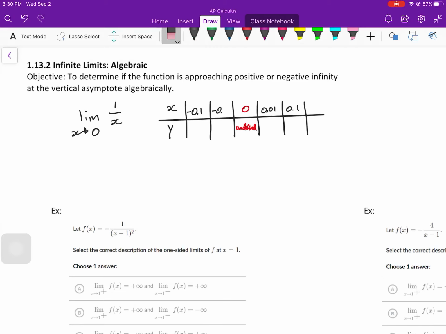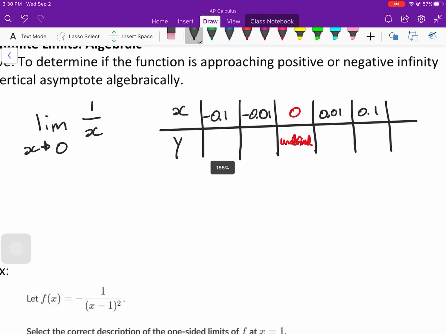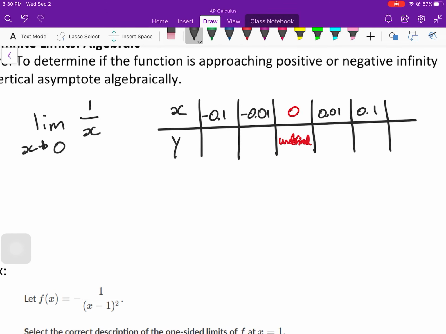So that last lesson with the graphs wasn't too bad, but going into the algebra sometimes gets a little confusing, but honestly it comes back to this main point. So right here, what causes the vertical asymptote? We're going to take a look at the calculator.